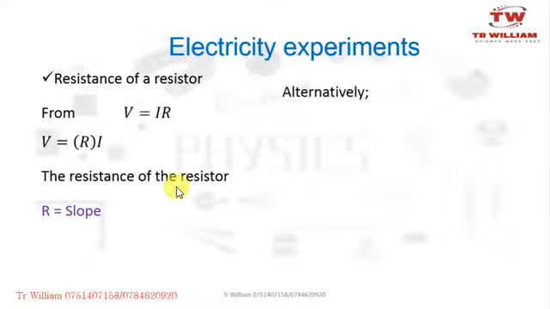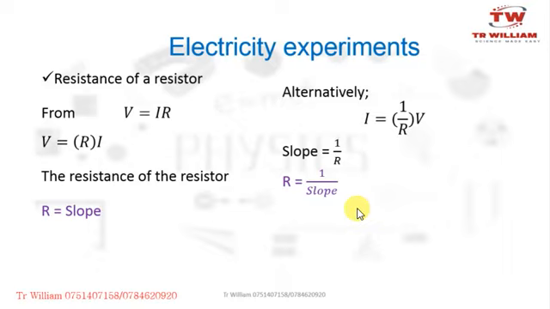Or another person may want to say, I want to plot current against voltage instead of voltage against current. When we rearrange and we start with I, meaning we divide by R both sides, we shall have I is equal to 1 over R times V. Still y equal to mx. We see 1 over R is in the position for slope, so it means that slope will be 1 over R. Therefore, if one wants the resistance of that resistor, it will be 1 over slope. That's how you can determine the resistance of a resistor in a circuit.